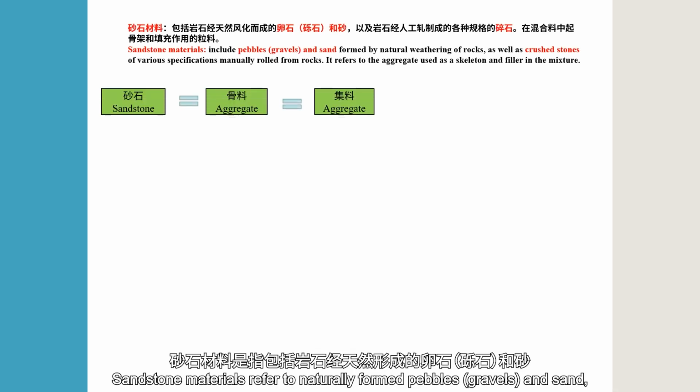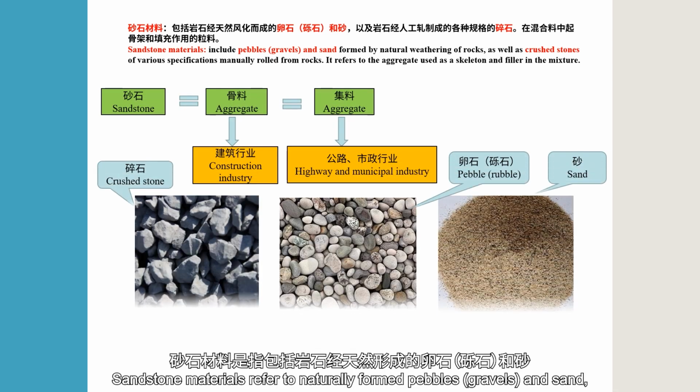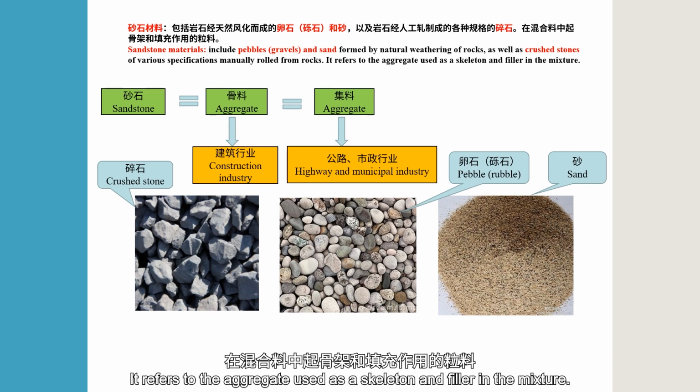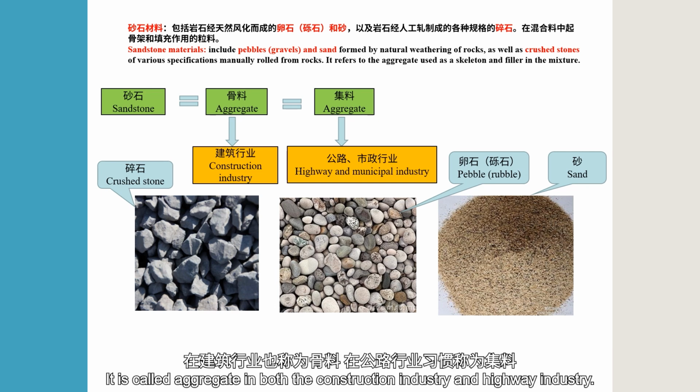Sandstone materials refer to naturally formed pebbles or gravels and sand, as well as crushed stones of various specifications that are manually rolled from rocks. It refers to the aggregate used as a skeleton and filler in the mixture. It is called aggregate in both the construction industry and highway industry.